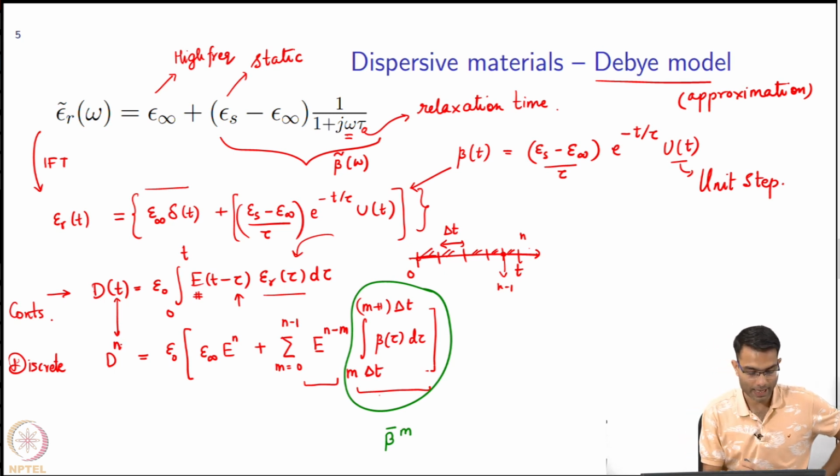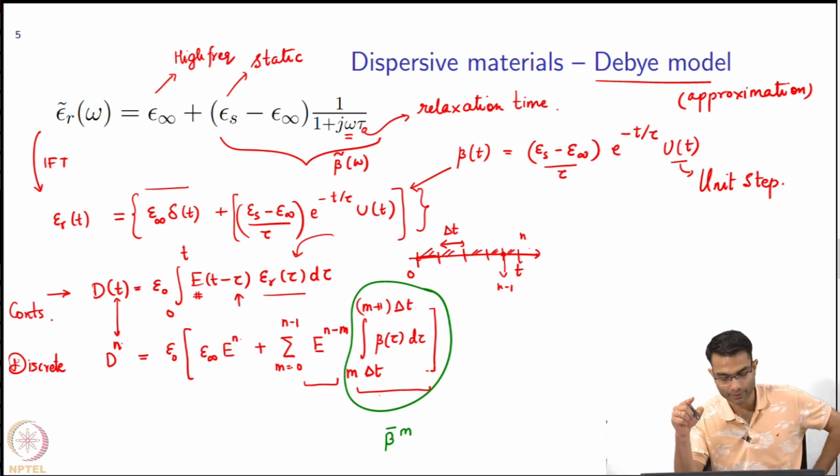See, if there is an n here, there is an n here, and there is an n minus 1 here. So now if I replace this n by n minus 1, this will become d n minus 1 is epsilon 0 epsilon infinity E n minus 1 plus summation m is equal to 0 to n minus 2, and then E n minus 1 minus m, right, everywhere.